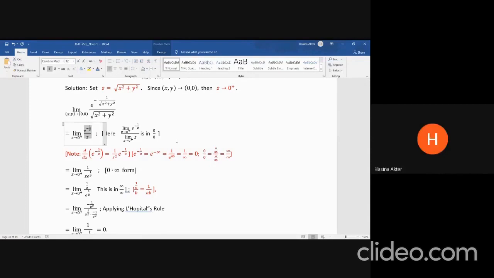L'Hopital's rule. You have two different scenarios to apply L'Hopital's rule. One is 0 over 0. The other one is infinity over infinity. L'Hopital's rule should be applied to simplify. It may happen that when you apply L'Hopital's rule once, it gets a bit complicated.